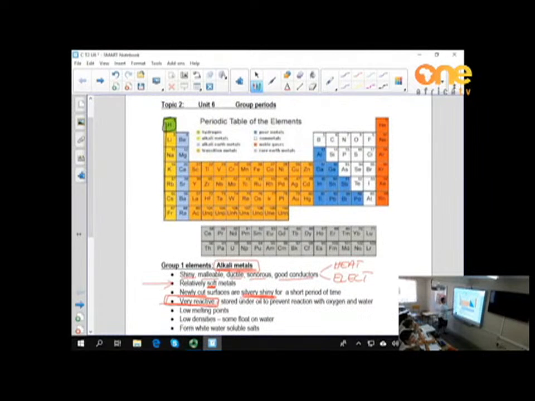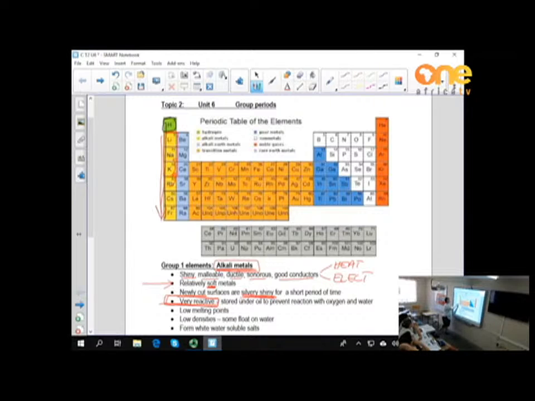If we look at them, their reactivity increases as we go from the top to the bottom. In other words, sodium is more reactive than lithium. Potassium is more reactive than sodium. Rubidium more than potassium, etc. Now, commonly in the laboratory, we usually have, or could possibly have, lithium, sodium, or potassium.